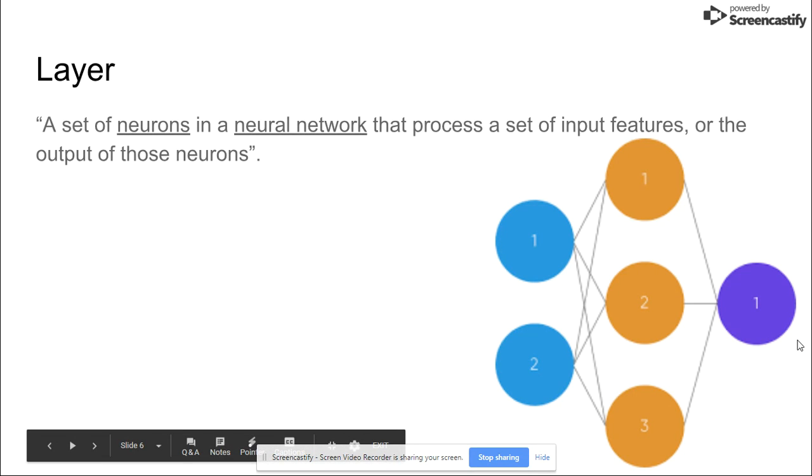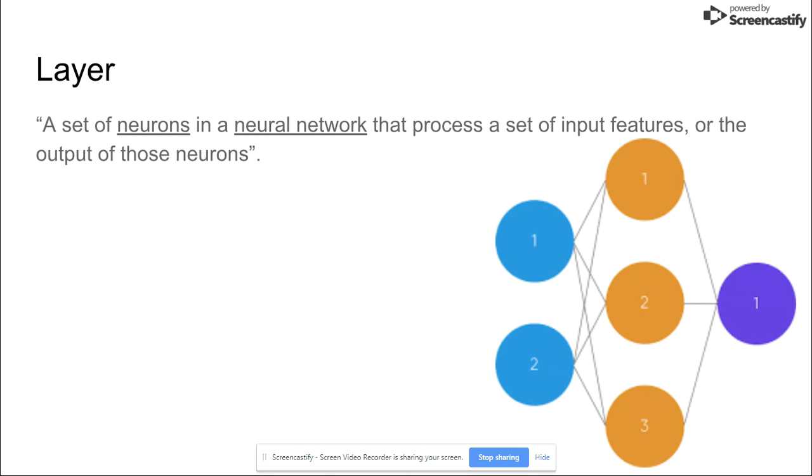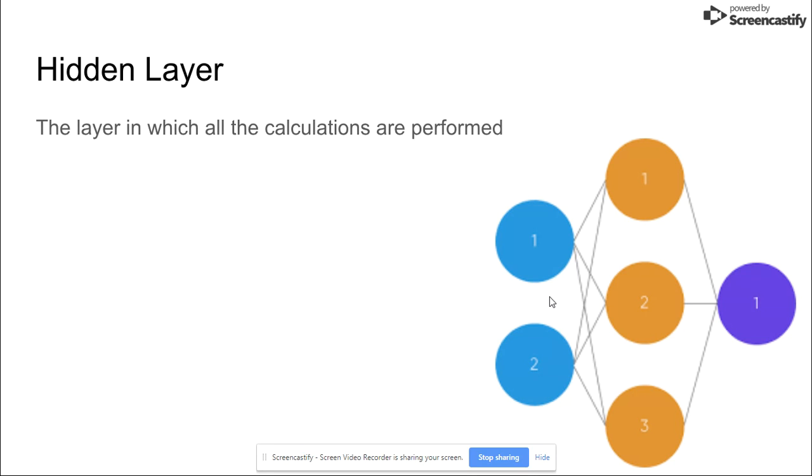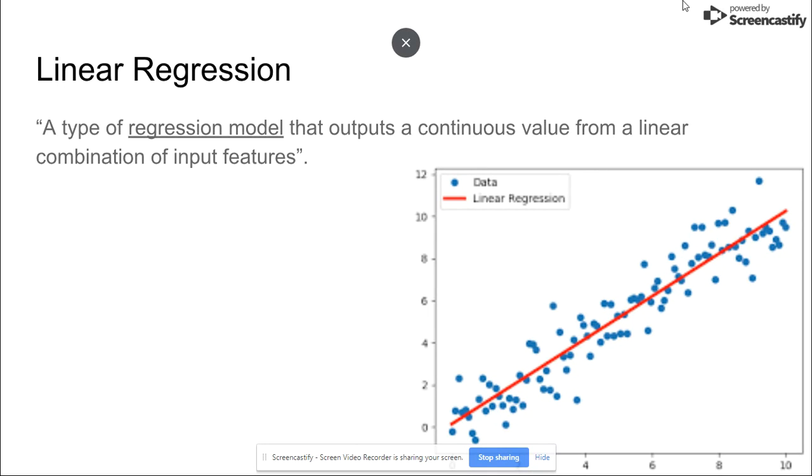So there's a set of neurons in a neural network that process a set of input values or the output of those neurons. That's the Google definition. So in other words, it's just one of the layers that either does computation or takes an input or displays an output. Now this is a hidden layer, and there could be many of these, in which all the calculations are performed.